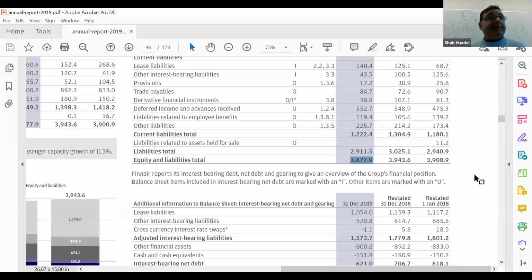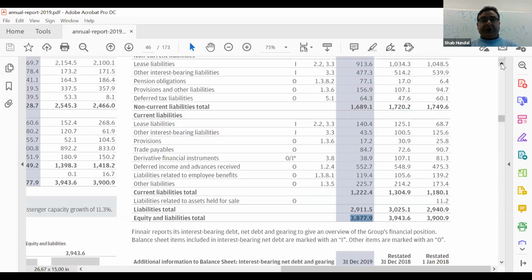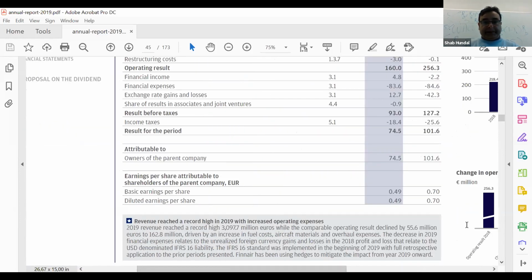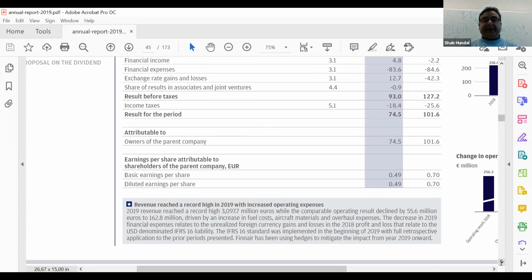Yeah, makes sense? Are we missing something? Actually, we are missing this thing. How much tax does Finnair pay? We need to go back to the income statement. How much is the profit before tax here? Can somebody point out how much is the profit before tax? Have a look, folks.